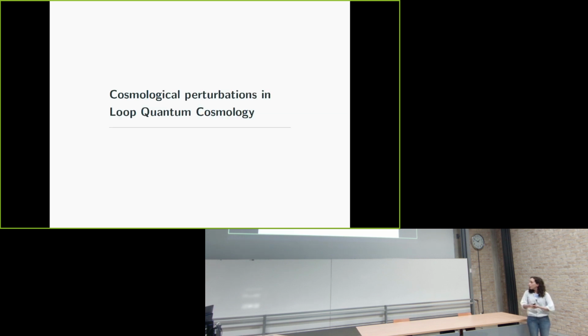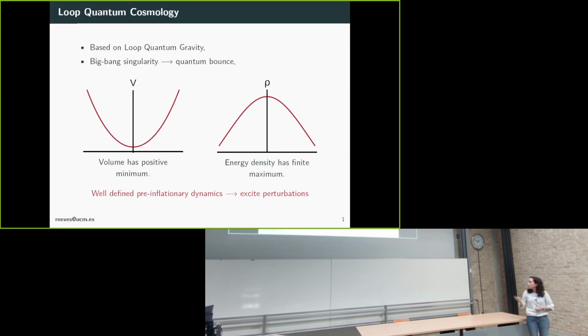So for anyone who is not familiar, loop quantum cosmology is a particular approach to quantum cosmology that is based on techniques of loop quantum gravity. So it applies these techniques to cosmological models. And the most important result that is relevant for my talk today is that of the Big Bang singularity that is resolved in terms of a quantum bounce.